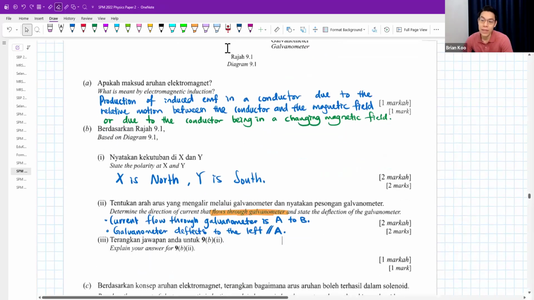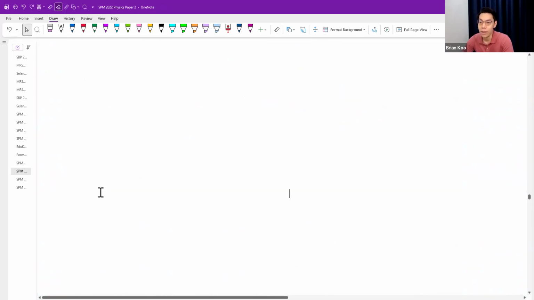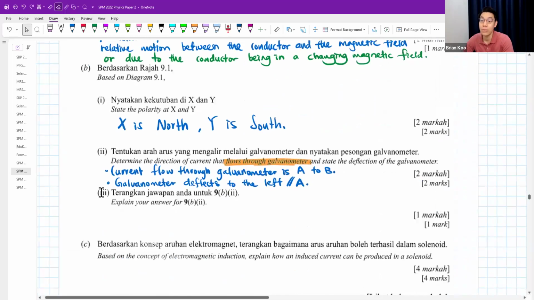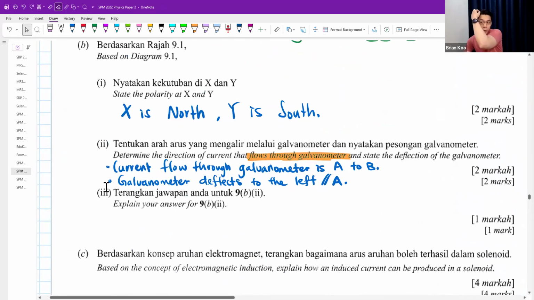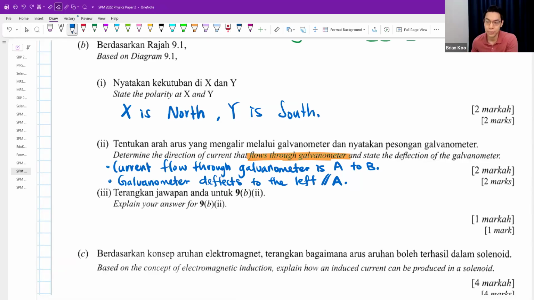Okay, part 3. Explain your answer in part B2. Why do you say the current will flow from A to B? Why do you say the galvanometer will deflect to A? Don't say because of right hand grip rule and all. That one is just a method of how we figure it out. But the reason is because of Lenz's law.